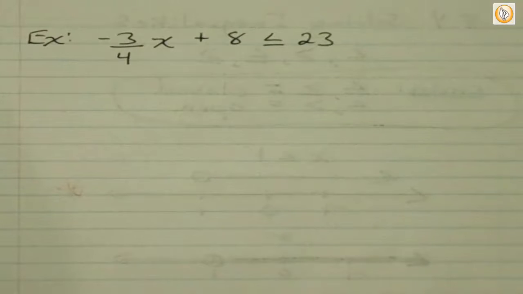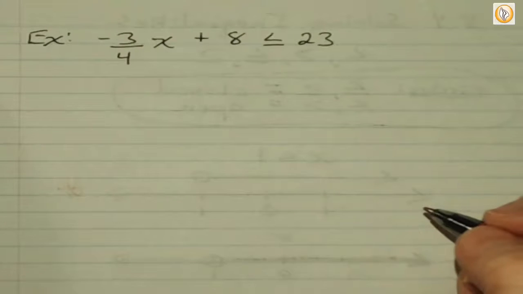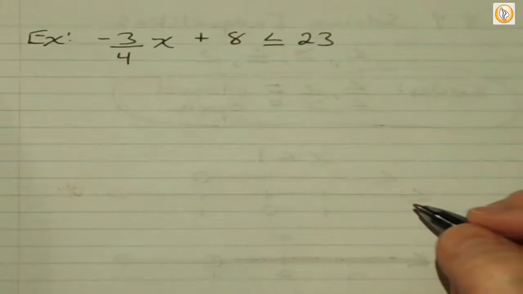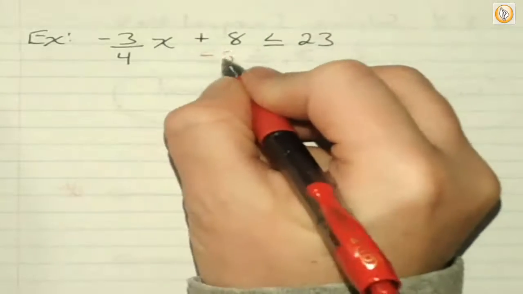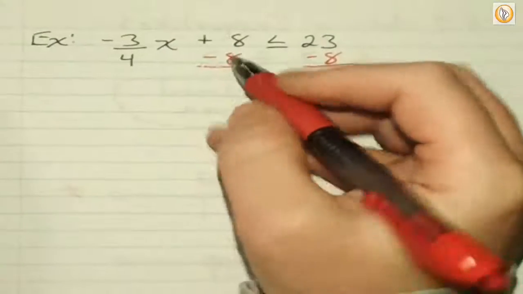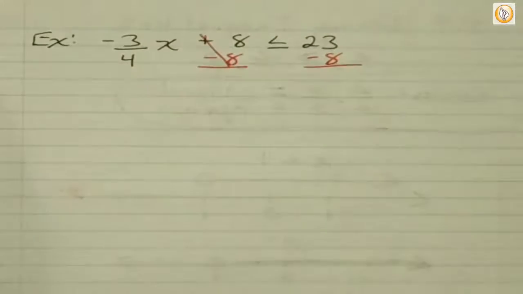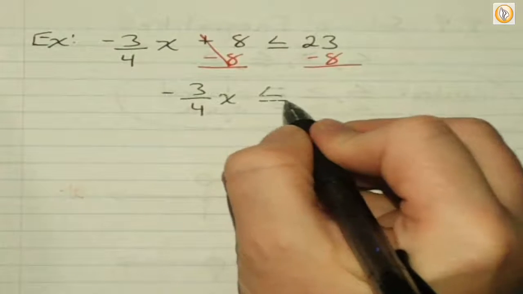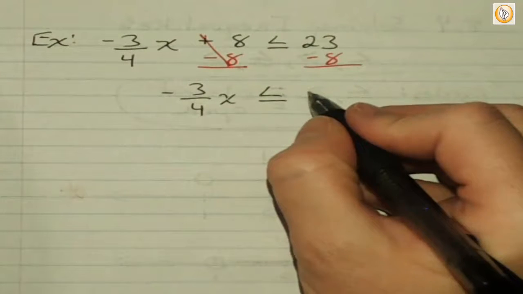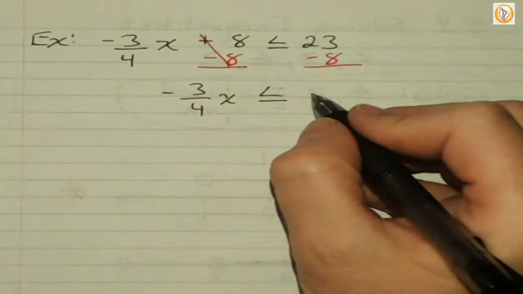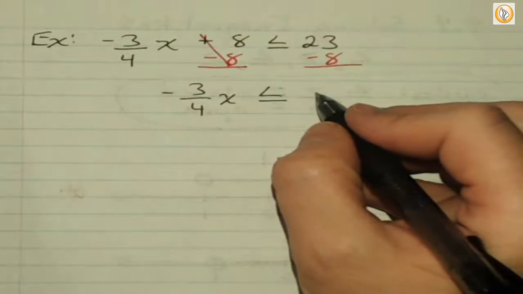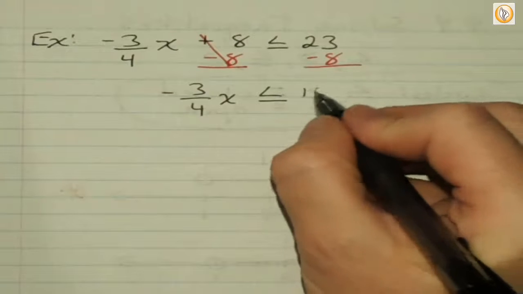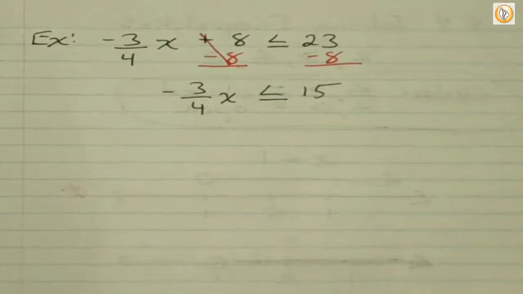You've already solved one. Joseph or Kelly, who wants to solve this? Kelly. So, you change the +8 to a -8, and we subtract it on both sides. Very good. So we're subtracting because we're adding here, doing the opposite. So I now have -3/4x is less than or equal to what? 15.